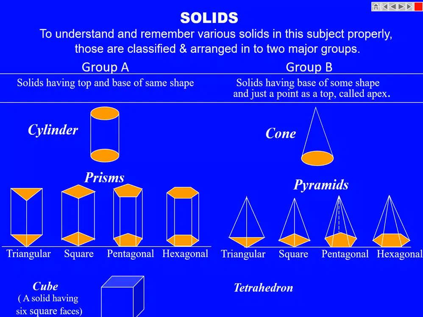So here, the cylinder also, you can see, has two same faces. The cube has 6 square faces, and if it is a tetrahedron, here you can see there are 4 triangular faces which have the connectivity.